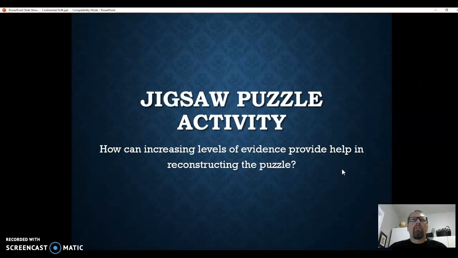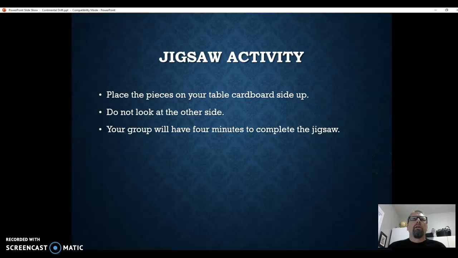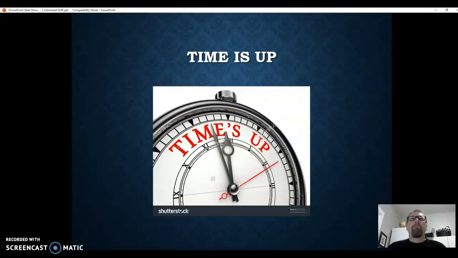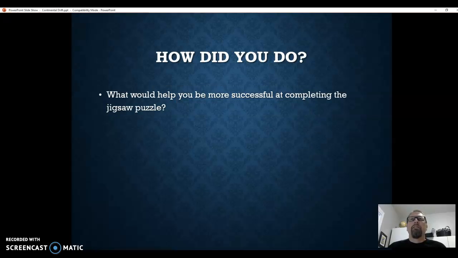It's a frustrating activity, and students can't usually solve the puzzle, even though it's a smaller number of pieces, maybe 25. The reason I do that is to get at this question of how increasing levels of evidence provide more help in reconstructing the puzzle, to get at the evidence that we have for continental drift. If we were meeting in class, I'd give you about 5 minutes to do that. At the end, you probably would find out that you can't do it.